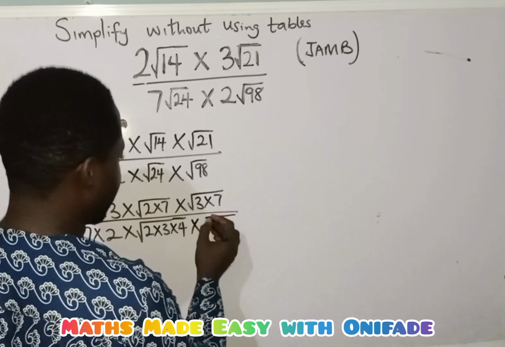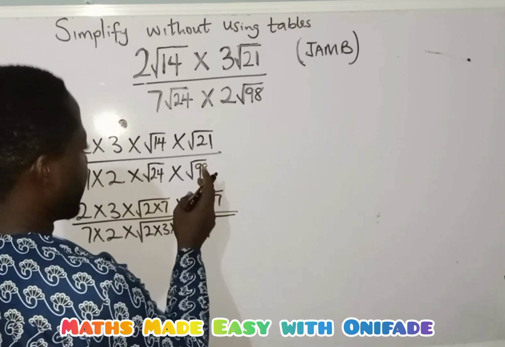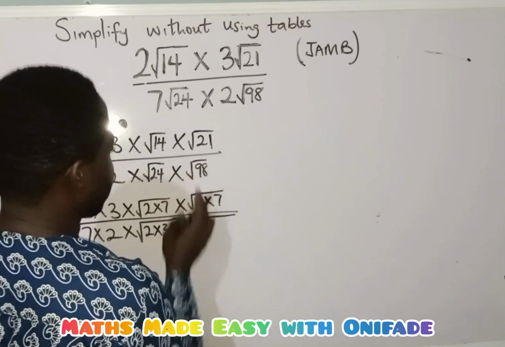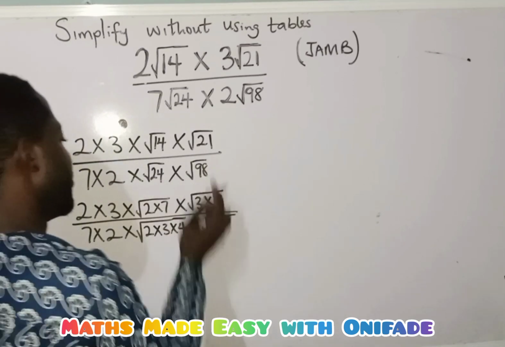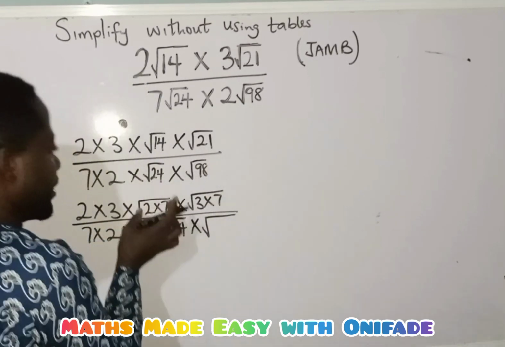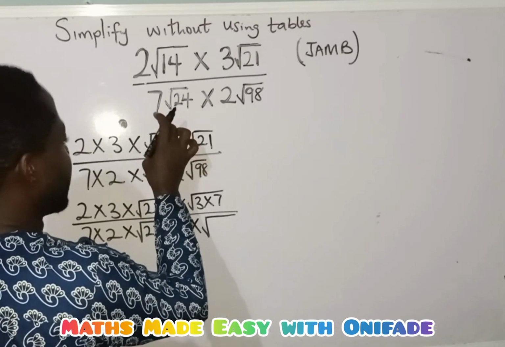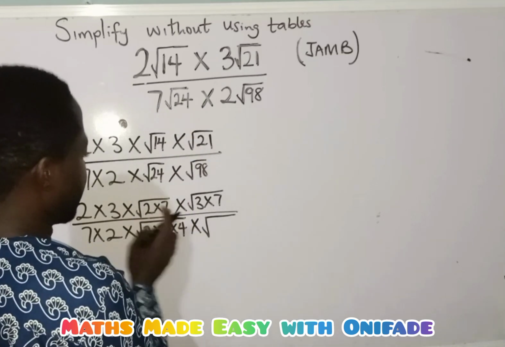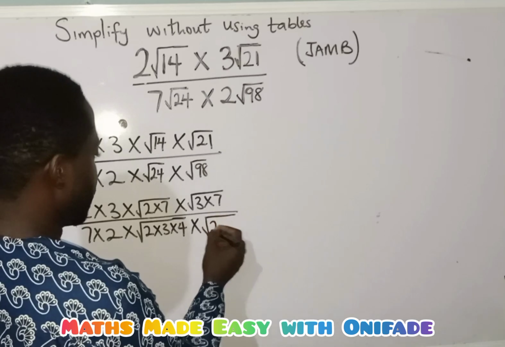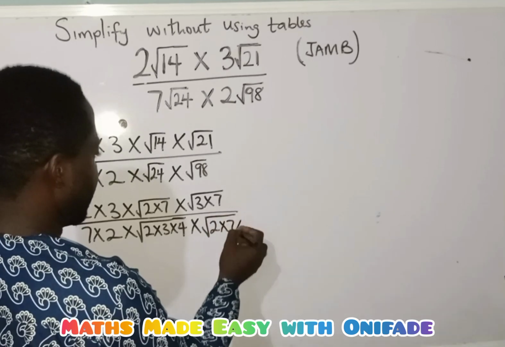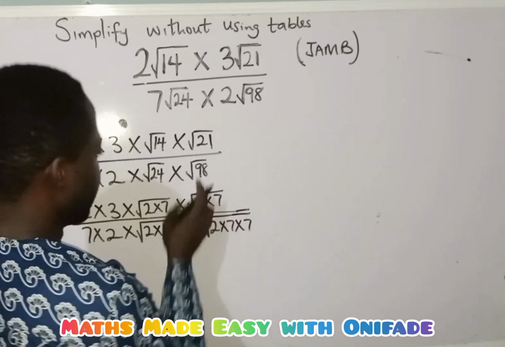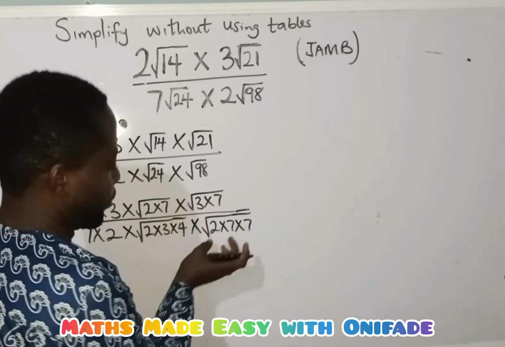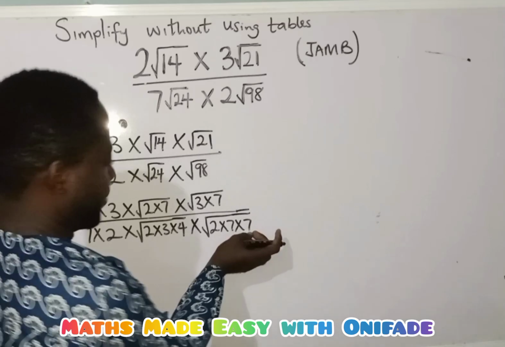And for this, I'm going to have root 98. For root 98, I'm going to have root 14 times 7, because 14 times 7 will give me 98. But since I've already simplified root 14 here as 2 times 7, I'm going to use 2 multiplied by 7 here. So that, 98 is 14 times 7. So this one is 14 times 7.